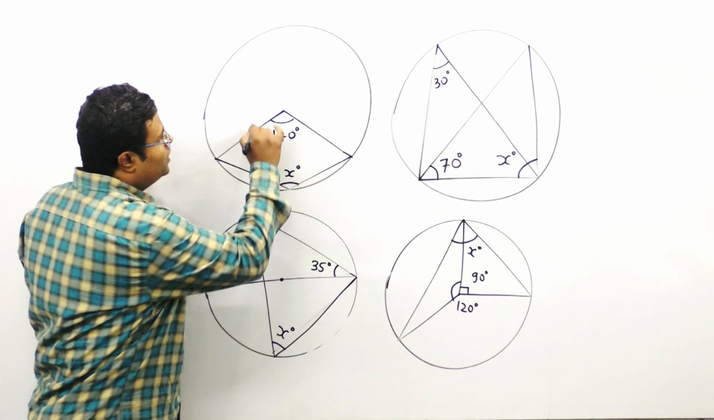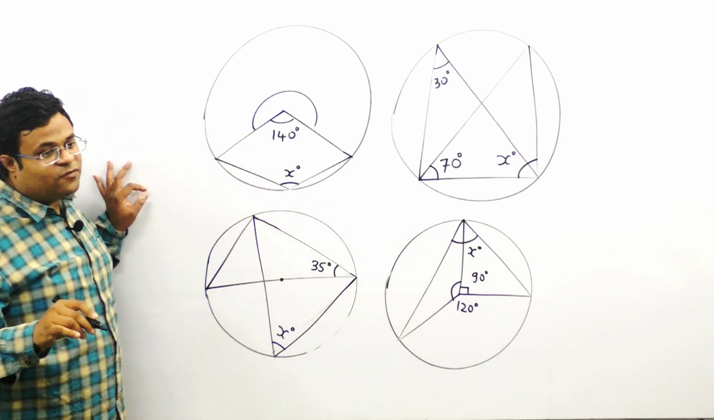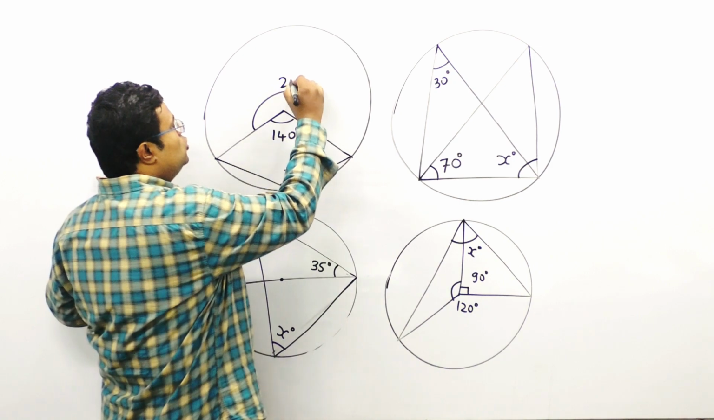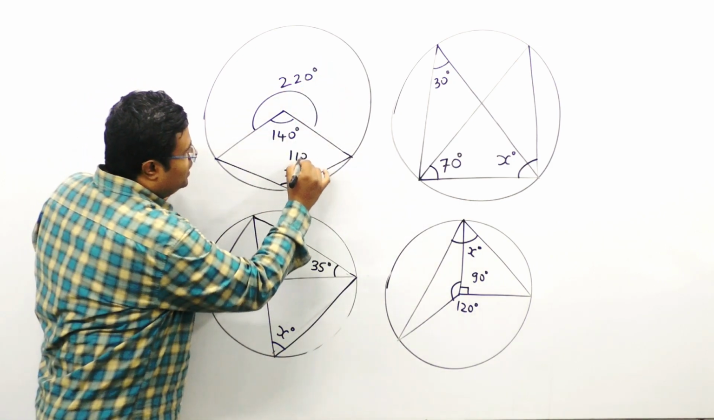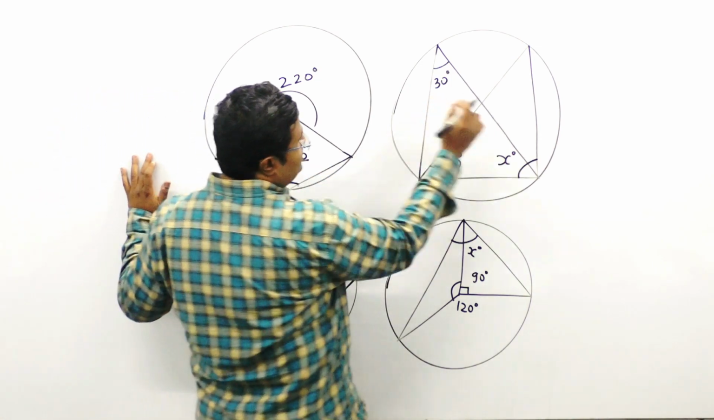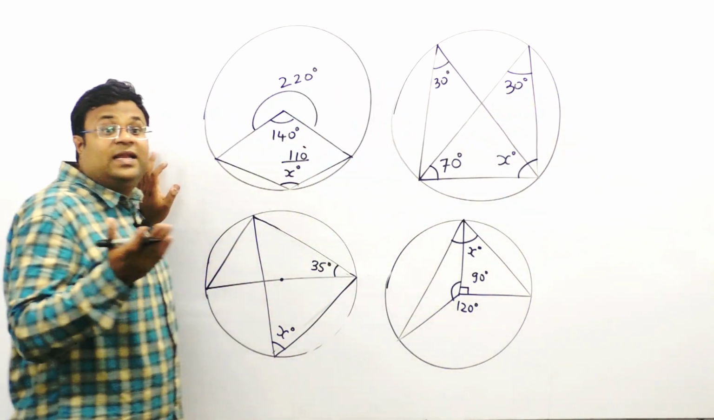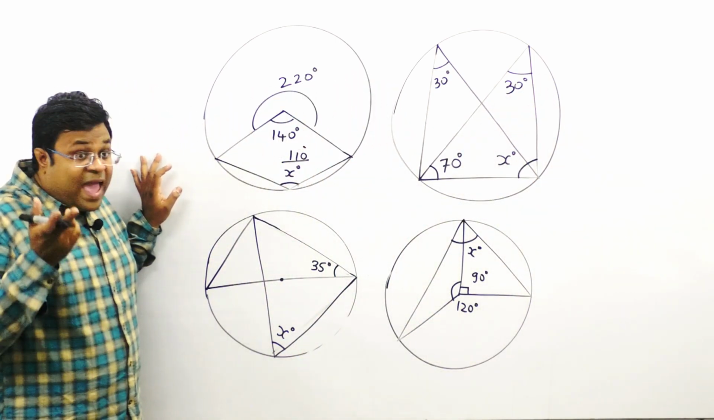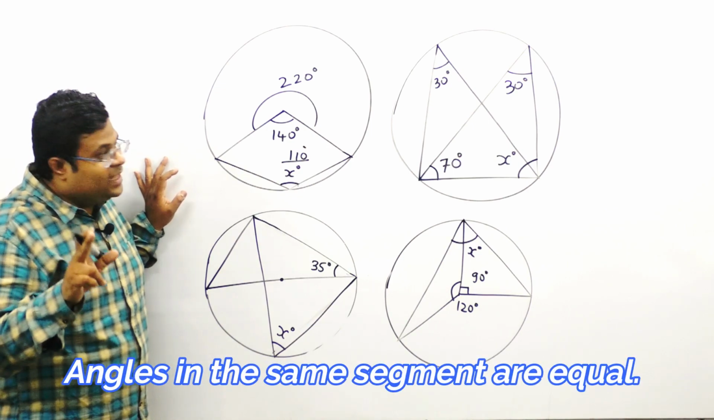This is 140. What will this come out to be? 360 minus 140. How much is it? 220 degrees. So what is the value of x? 110. Very good. Now here observe, if this is 30, this will also be 30. What's the reason? Angles in the same segment are equal.